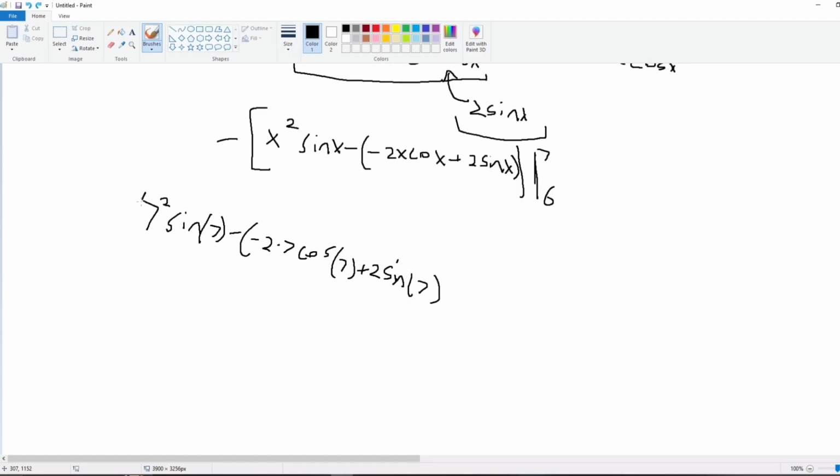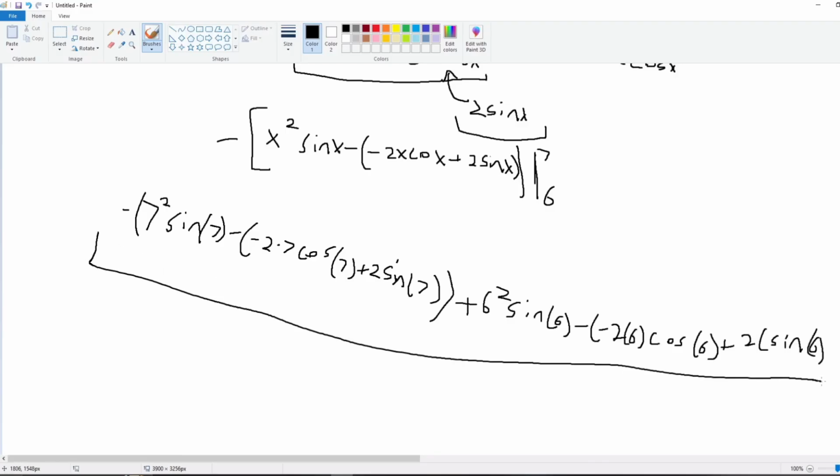Now let's plug in our 7. Now what we're going to do here is make this entire value negative, and add the 6 value to it now, because we're very good people. Yay, we've now plugged it all in. Now let's just see what our values are going to give us.